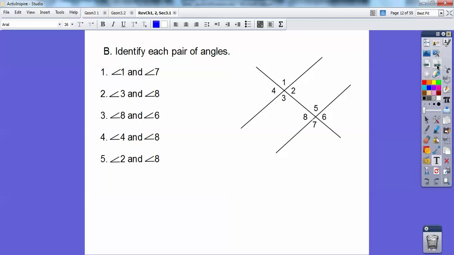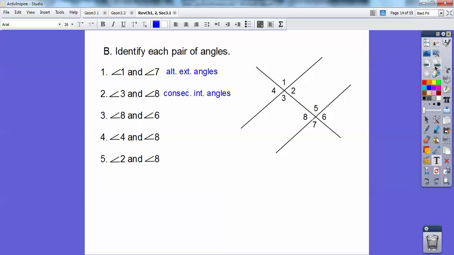All right, so identify each pair of angles. Let's look at 1 and 7. They are alternating on this transversal, and they're outside these two lines right here, so they're alternate exterior angles. Then let's take 3 and 8. These guys are inside the two lines, and they're on the same side of the transversal. My old book called them same-sided interior angles, but my book now calls them consecutive interior angles.